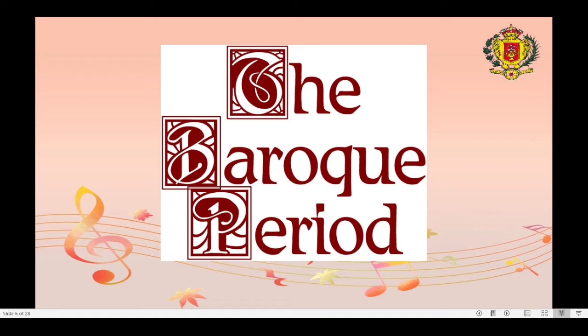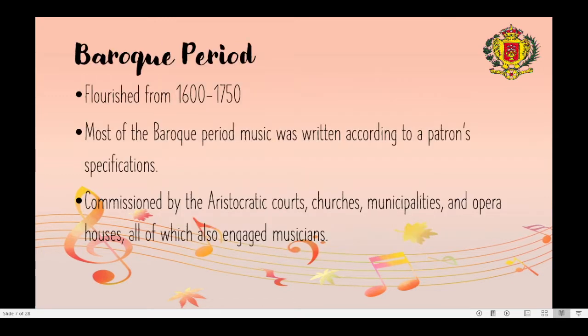Now we will proceed to Baroque period. Okay, so in music, the Baroque style flourished from 1600s to 1750. Okay, always remember that it is from 1600s up to 1750. Okay, and then we have composers who were called the most important people that make the Baroque period flourish really, really well. Okay, most of the Baroque period music was written according to the patron's specification.